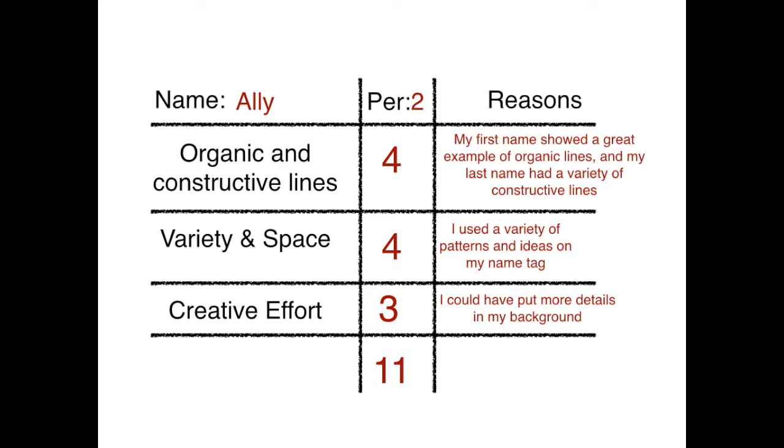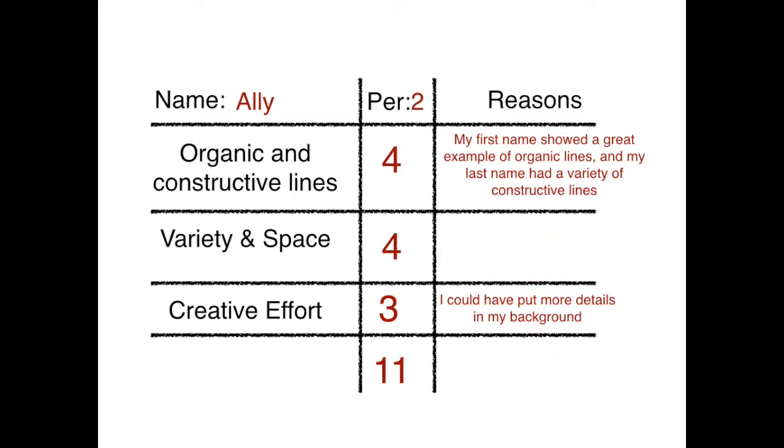Now let's look at the next one. I used a variety of patterns and ideas inside my name tag, or on my name tag. Is that specific? Do I know where to look at the name tag to find the variety of patterns and ideas? Or is it just kind of general on my name tag? It could be anywhere, right? What am I really looking for? It's not specific enough. So I really want specific evidence, such as this. I'm going to erase that.